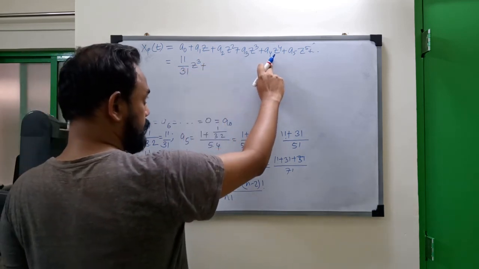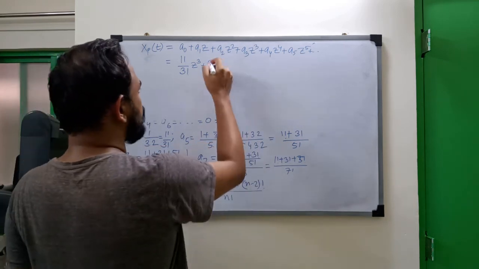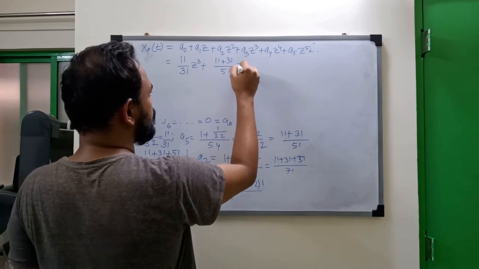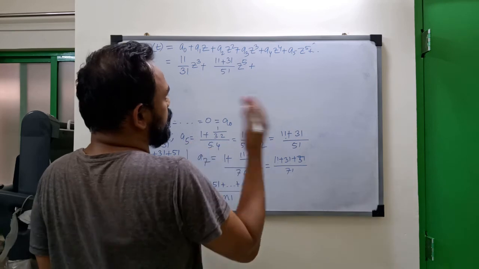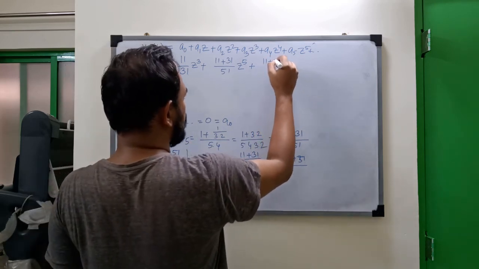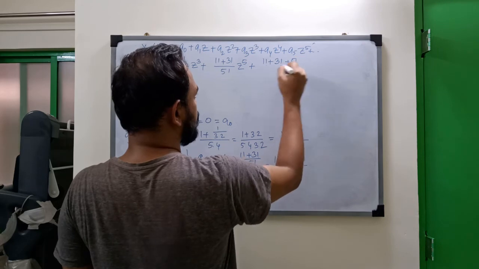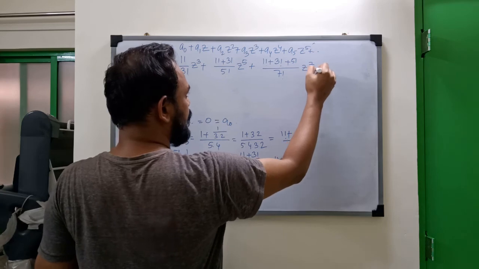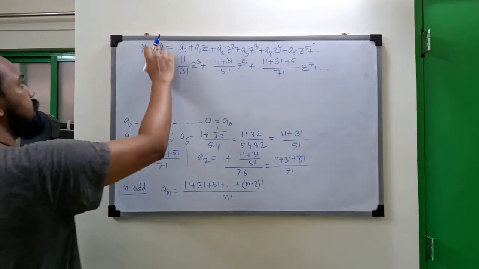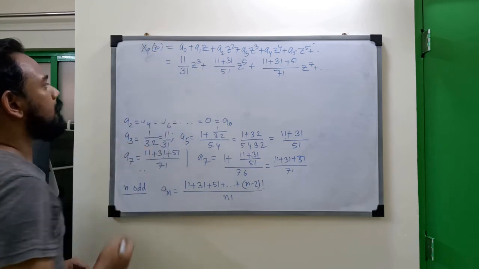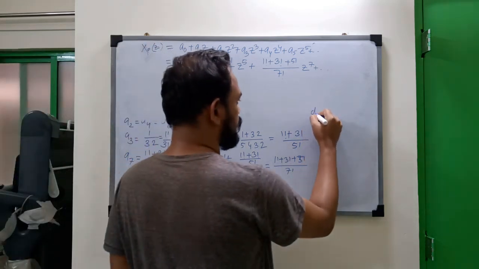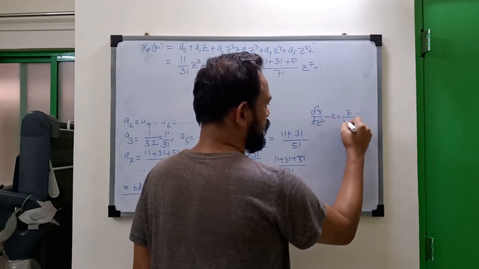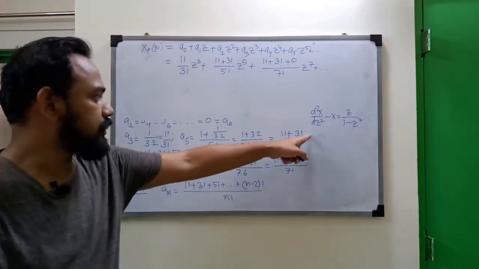Plus a4 is 0 because this index is even. a5 is going to be 1 factorial plus 3 factorial by 5 factorial, z to the 5. The next one is going to be 0, but the next one is going to be non-zero. It's the a7 term, 7 factorial by z to the 7. And this is in terms of z. Remember, we were solving this differential equation. So the particular solution is in terms of z.